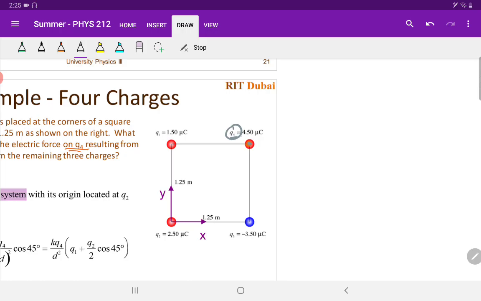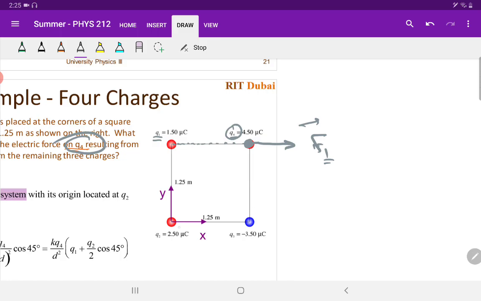So let's start with Q4 and Q1. Q1 is positive, Q4 is positive. The force will be parallel to the line connecting these two. In which direction will it go? Since this is a repulsive force, I will call it F1. I will drop the 4 in this case, just F1. That's the force coming from the first charge. This is the target, the charge that we are trying to find the net force on. And how do we know this? Because that's the question: what is the net force acting on Q4?